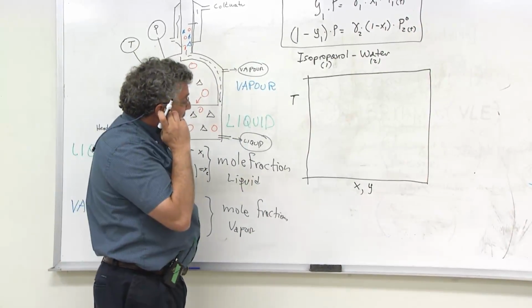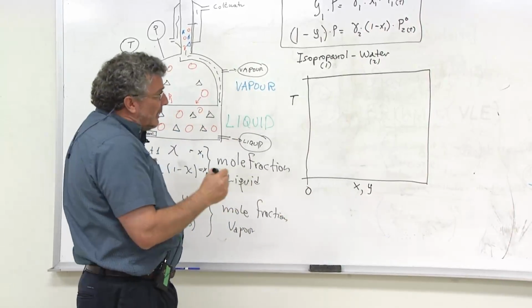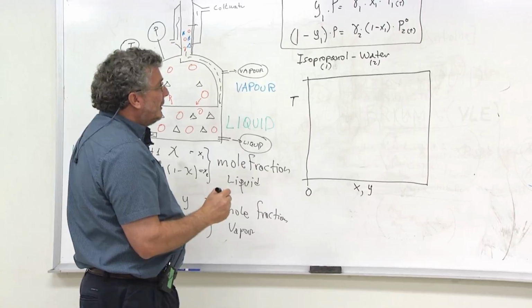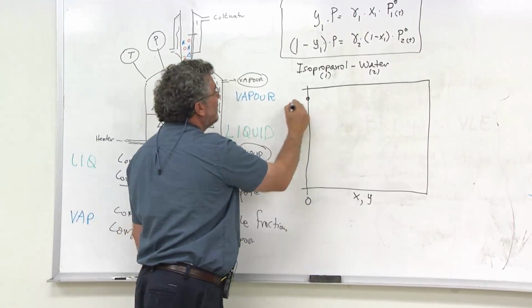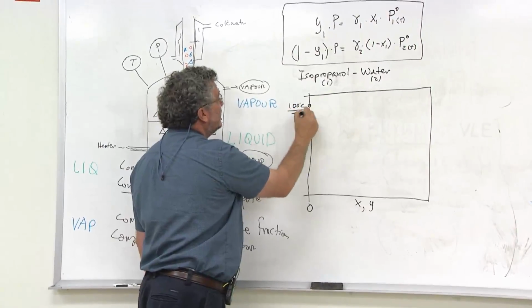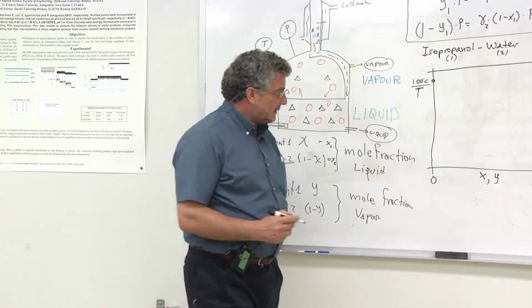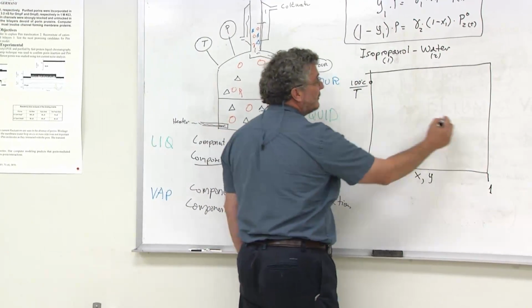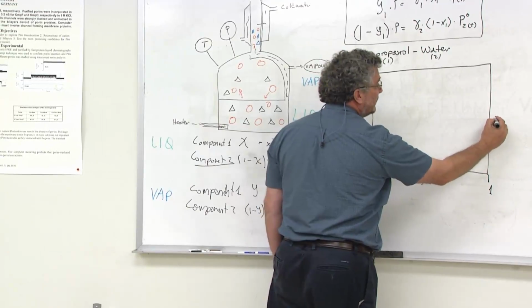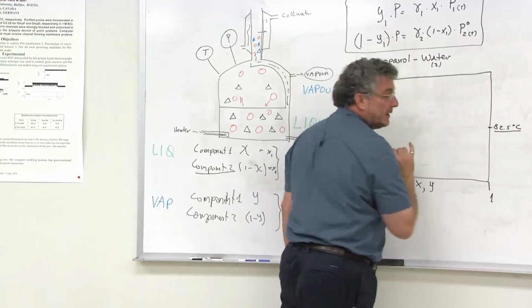And what we know is that if this is 0 isopropanol, that is water, and the boiling point at atmospheric pressure is going to be 100 degrees Celsius. Boiling point of isopropanol, on the other hand, if we had a mole fraction of 1, is going to be, let's say, 82.5 degrees C. That's the theoretical boiling point.